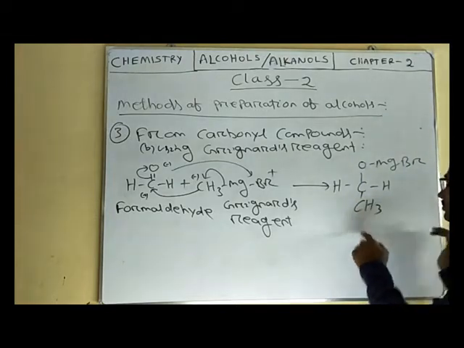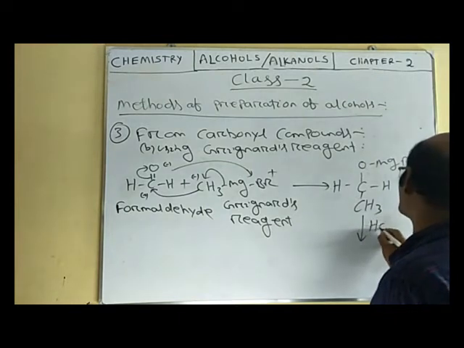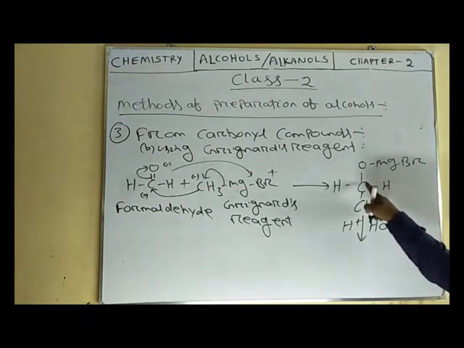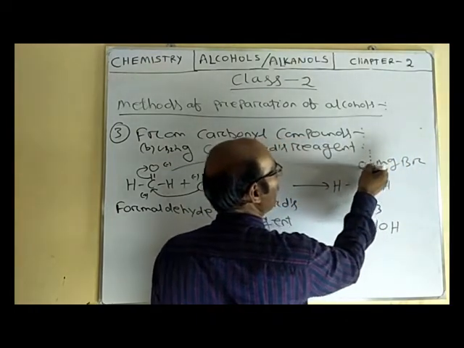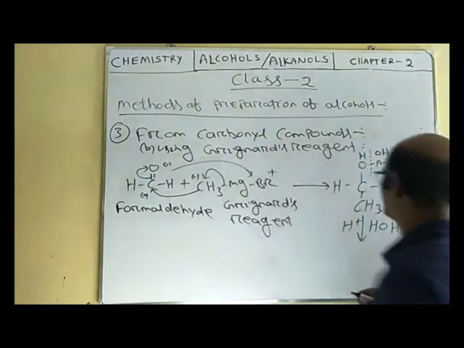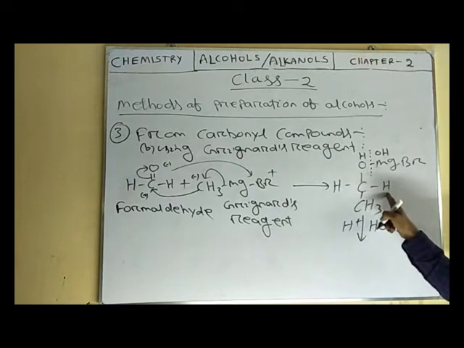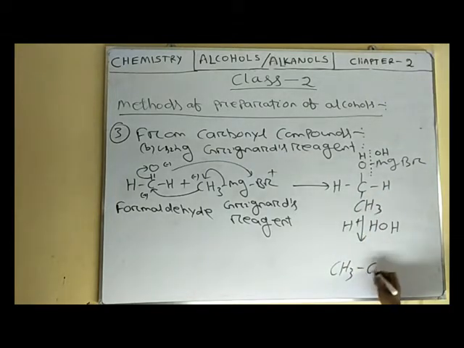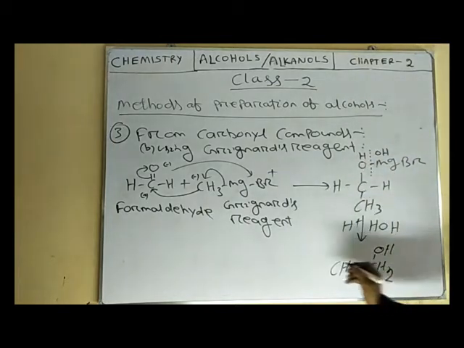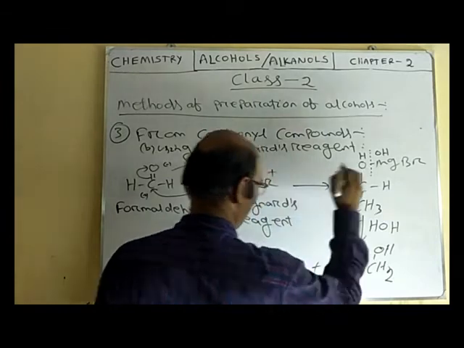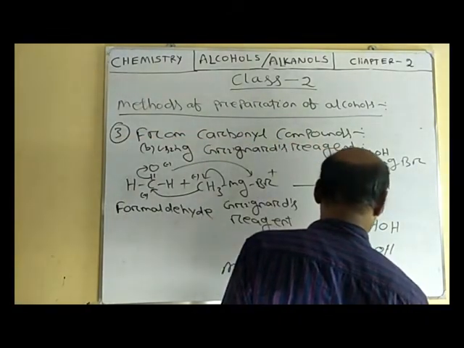Now this addition product undergoes acidic hydrolysis. Here you see OMgBr. Now this will break here. The H will attach here and the OH here. So we get CH3CH2OH plus Mg(OH)Br. Now this is our desired product, ethyl alcohol.